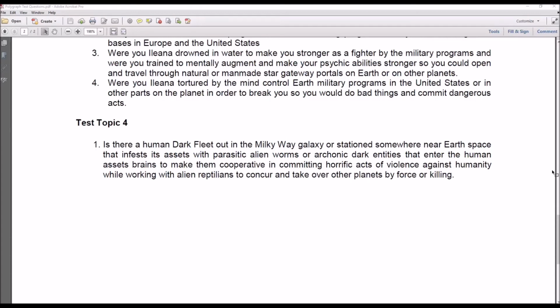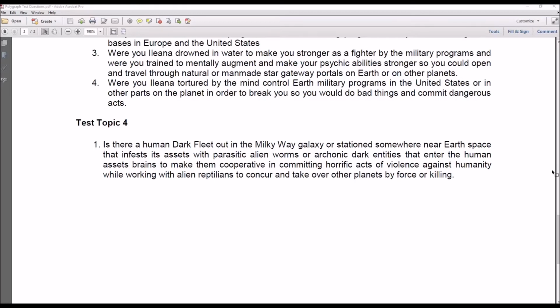Once the parasitic entity or the dark archon entity leaves the human host body, basically the Dark Fleet human asset is left broken, and has to deal with the consequences of what the parasite or the archon did while they were in their body. They're left to pick up the pieces and deal with the horrible stuff that was done against their will, while this hitchhiker was in their body doing nasty stuff against the host's will.